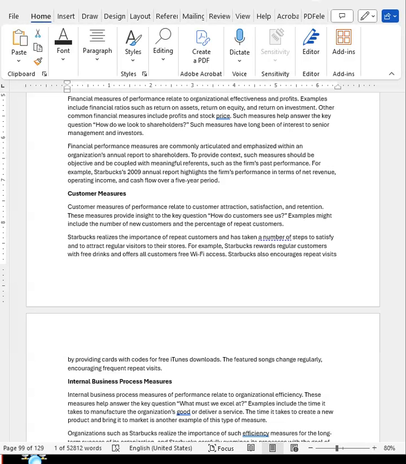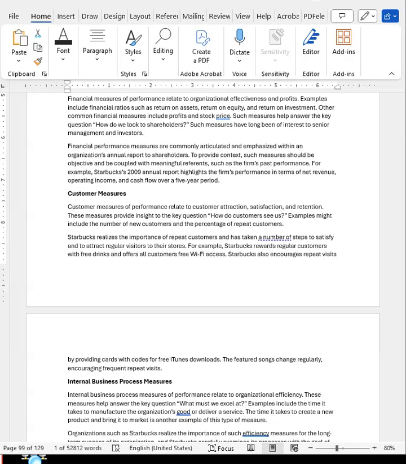Customer measures. Customer measures of performance relate to customer attraction, satisfaction, and retention. These measures provide insight to the key question, how do customers see us? Examples might include the number of new customers and the percentage of repeat customers.